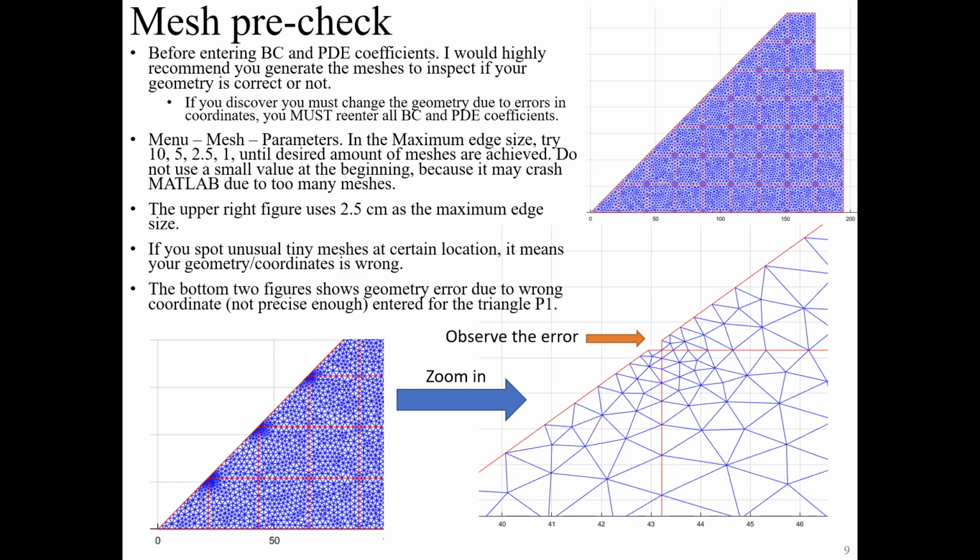So if you see this kind of tiny mesh, you need to go back to your draw mode and fix your model before you go to the boundary condition and the PDE coefficient, because those will take longer to set. Remember, if you change anything in your draw mode, you need to re-enter all the values in your boundary condition and PDE coefficient, because those numbers will not be preserved.